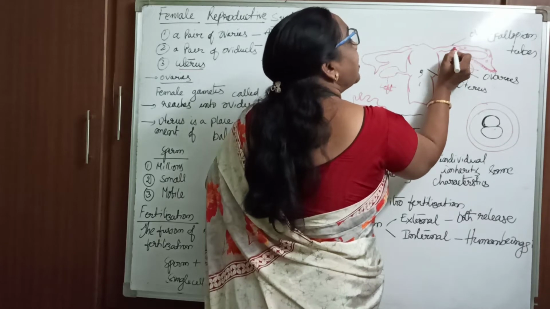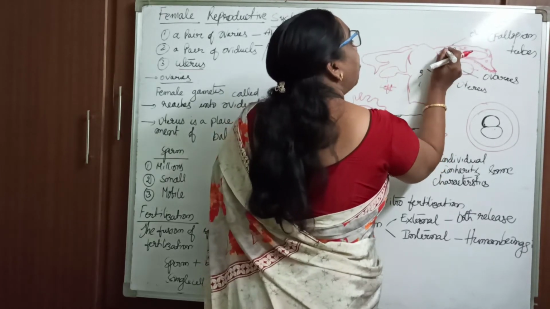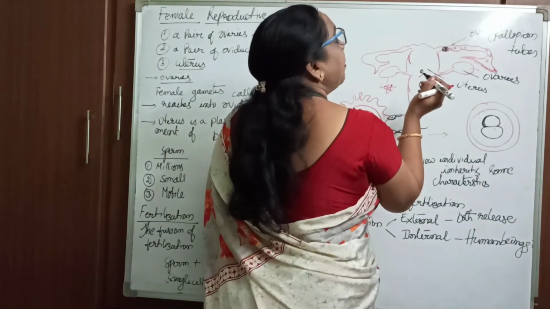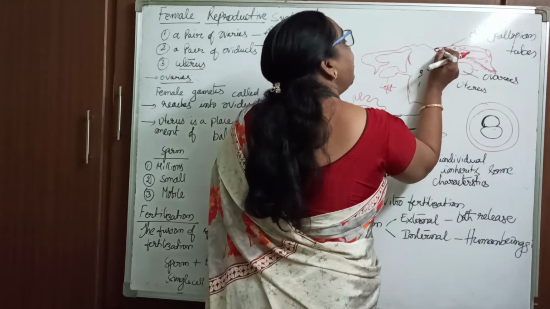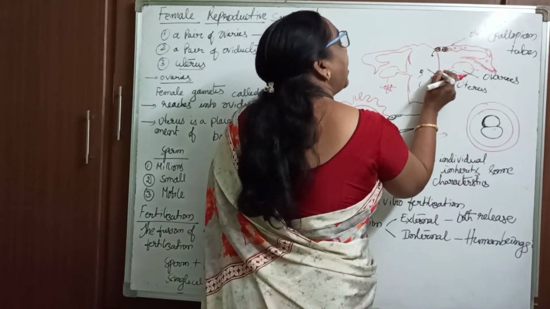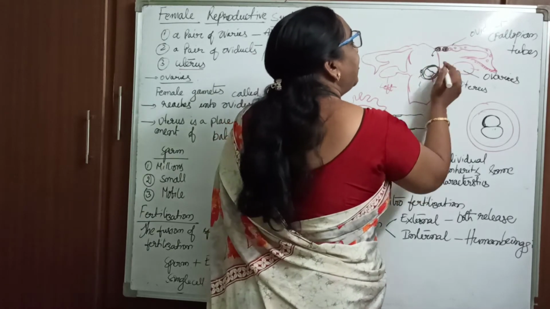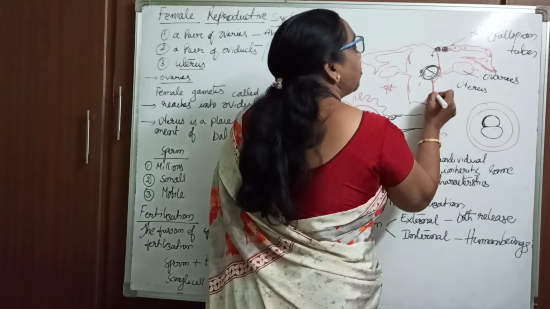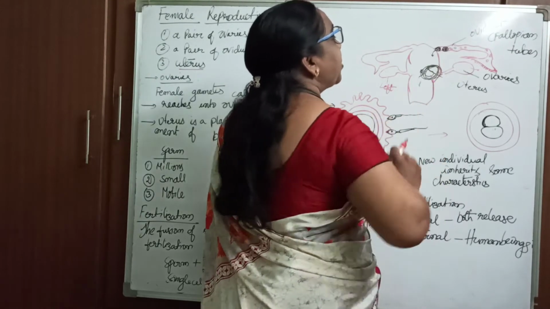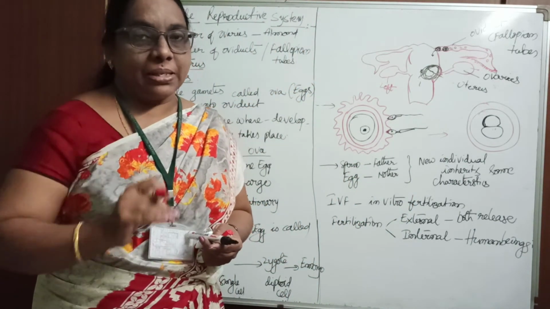Now the sperm and ova will fuse, and then we get a ball-like structure, a bigger structure: the zygote is formed. Later the zygote develops into an embryo. Finally, the embryo reaches the wall of the uterus and attaches to it. We can say implantation. It attaches to the wall of the uterus for 9 months.